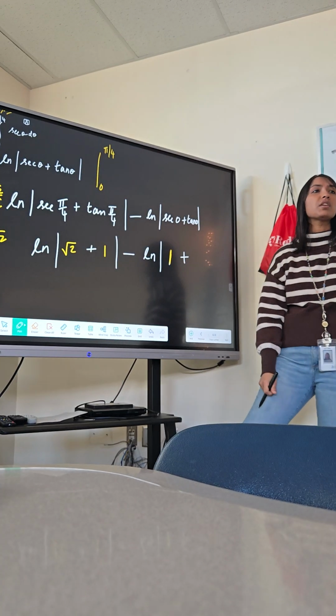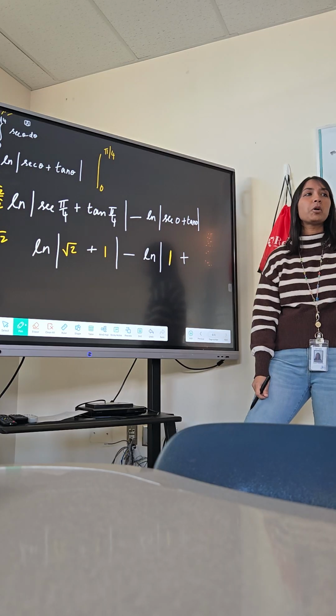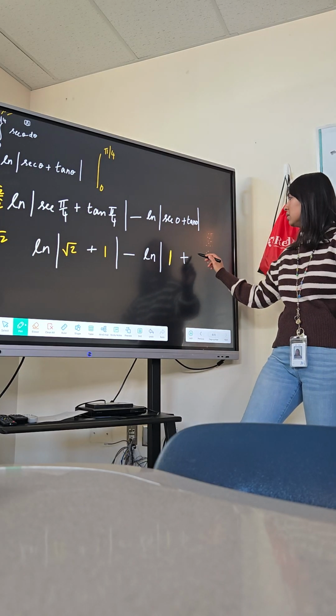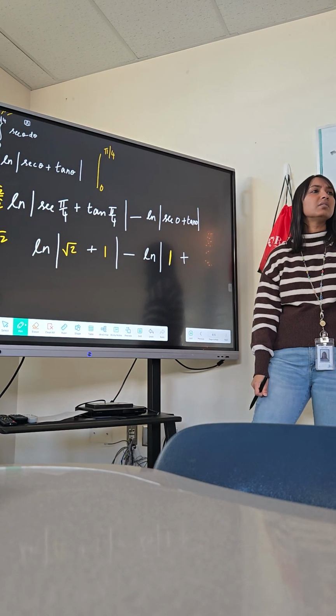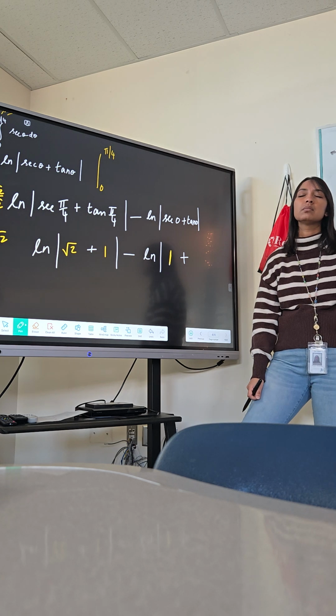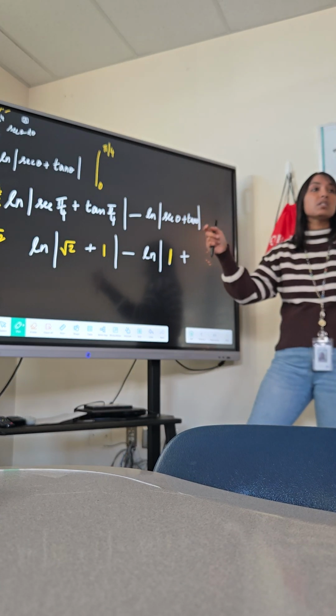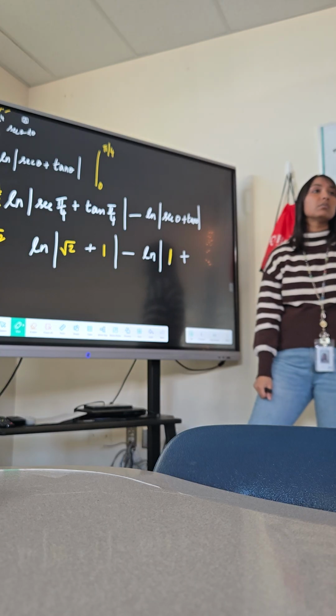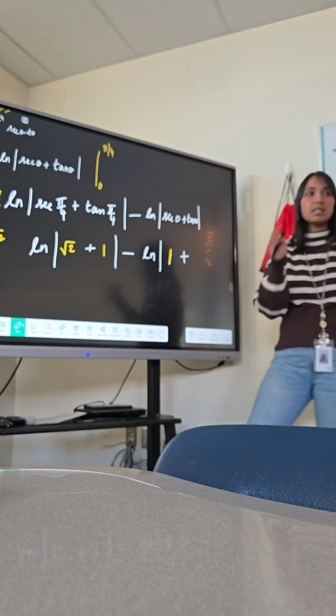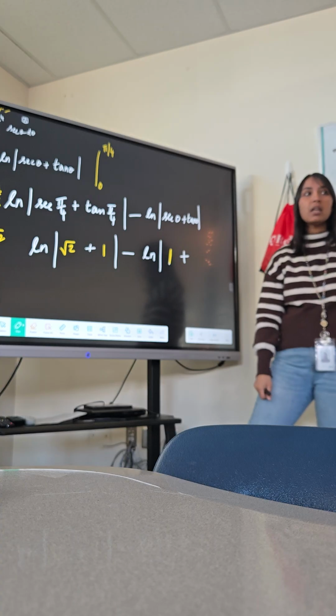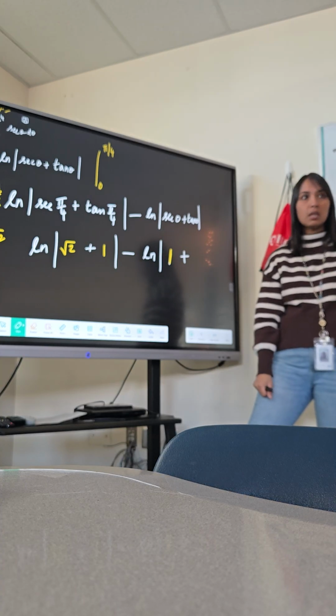Okay, what is tangent of 0? Tangent, what's tangent again? Sine over cosine. Sine is 0, 0 divided by 1. Sine is 0, so tangent is 0. Tangent of 0 is 0, because it's sine of 0 over cosine of 0. 0 over 1 is 0.